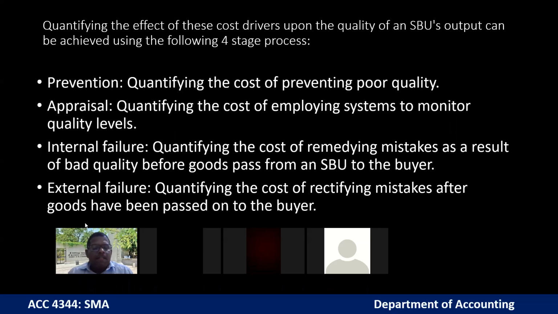So thereby, you see that there are 4 stages: prevention cost, appraisal cost, internal failure cost, external failure cost. If you use these 4 stages, you can manage the output. You try to quantify the cost of preventing poor quality.